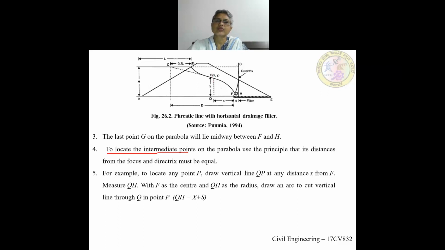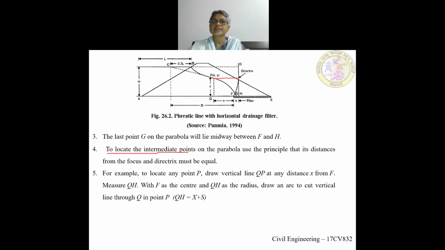you draw a vertical line through P. And with F as the focus, because the coordinates are x and y, this is the distance x and this is the distance y. Measure QH. What is QH? QH is the distance of this point P from the directrix. From the focal point, this distance, that is FP, should be equal to your QH. This distance is nothing but QH.